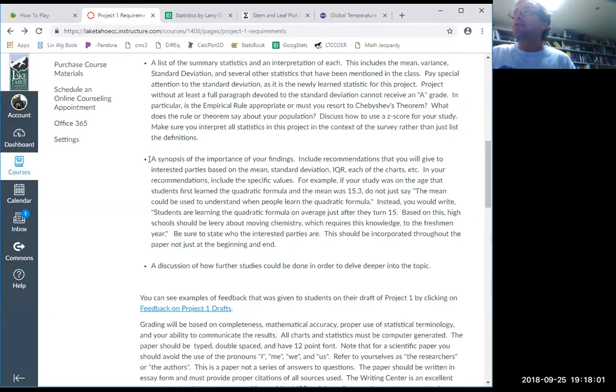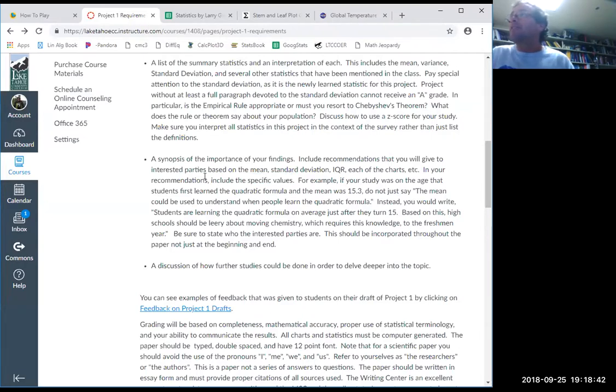Okay, so you should give me a synopsis of the importance of your finding, and include recommendations that you will give to interested parties based on the mean, standard deviation, IQR, et cetera. In the recommendations include the values. One of the things that I do when I read your paper, especially your conclusion: if the conclusion could have been written before you even looked at your data, it's a poor conclusion, because the conclusion should be about what your data has revealed. That's really important.